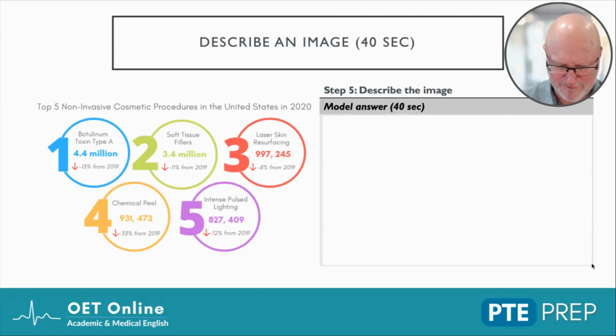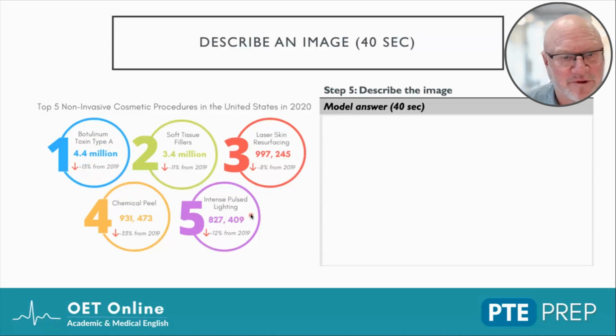I'll set myself up a little timer. This image shows a chart of the non-invasive cosmetic procedures in the United States in 2020. If we look to the left, the most popular procedure was botulinum toxin type A, with 4.4 million people doing this procedure, although it had dropped by 13% since 2019.